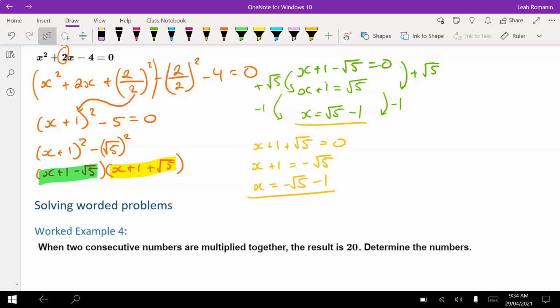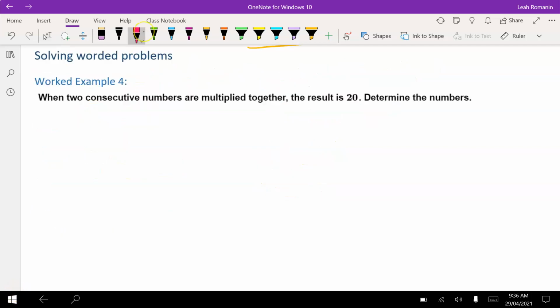And lastly, this worded problem, I'm going to give you a couple of minutes to read through it and work it out, and then we'll come back and talk about it. Okay.